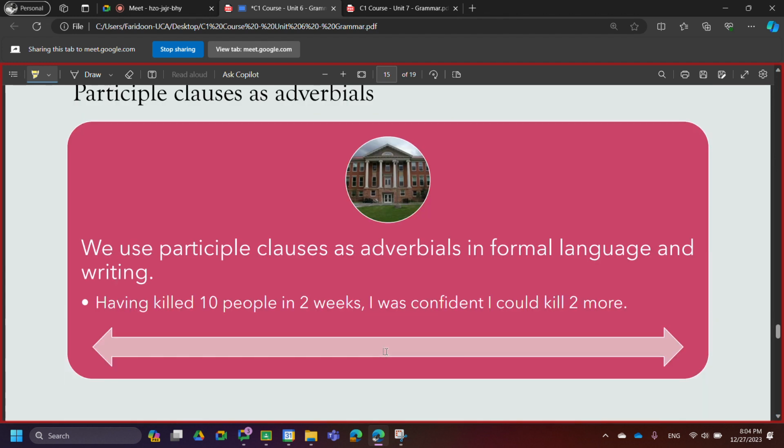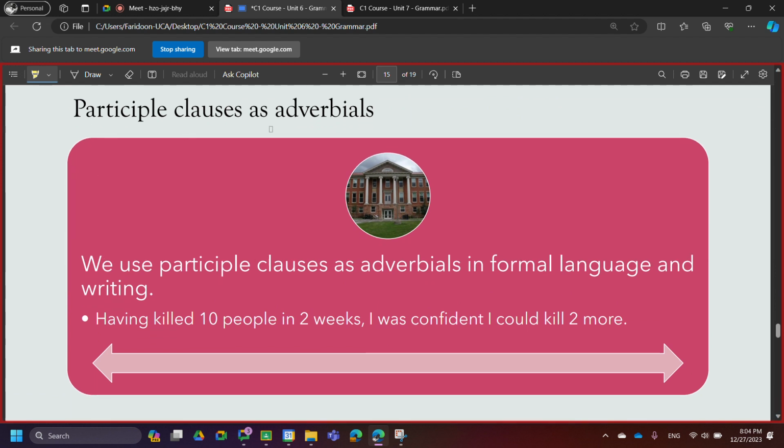Okay? So, what about participle clauses as adverbials? Now, we use participle clauses as adverbials in formal language and in writing. Example, having killed 10 people in 2 weeks, I was confident I could kill 2 more. So when you have a sentence like this, it just makes it sound more formal. It just makes it sound better. Okay, so as you can see, we're using it as an adverbial phrase, which is something that we're going to talk about soon. So just be careful of that. Okay, participle clauses can be used as adverbials as well.